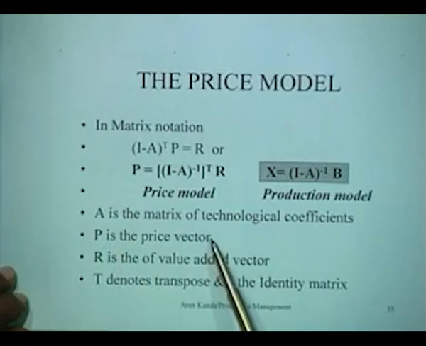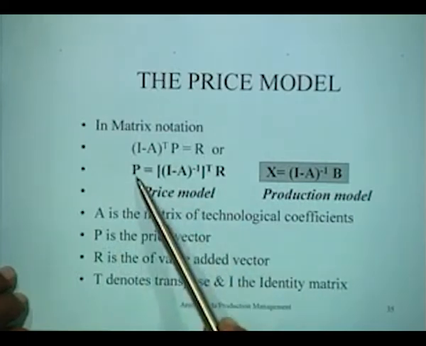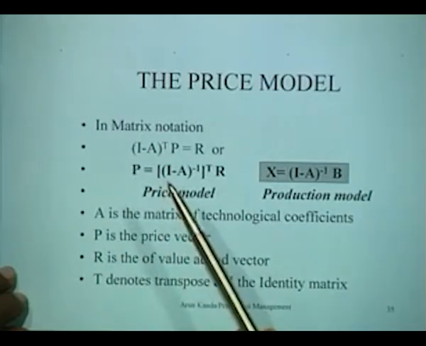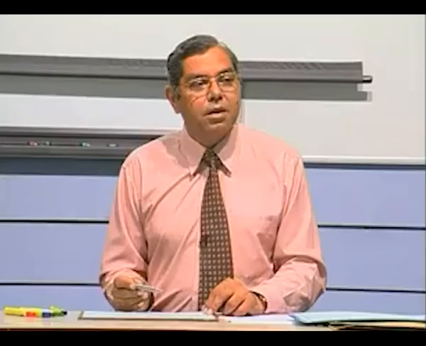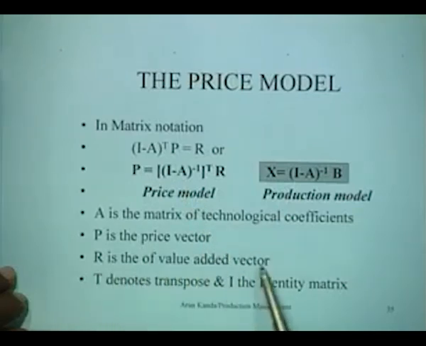Therefore, in this, A is the matrix of technological coefficients that we have just now seen. P is the price vector. So, these are the prices which prevail in the economy. What is the cost per unit in the automobile sector, in the agriculture sector, in the labor sector, etc. So, those prices are determined by this model. R is the value added vector.